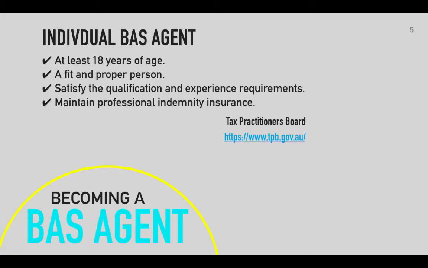So let's break that down. What does it mean to be an individual BAS agent? Of course, we need to register with the Tax Practitioners Board, and they supply the requirements, and here's a list of those. And we can see that we need to be at least 18 years of age, a fit and proper person according to their definition, and we need to satisfy the qualification and experience requirements. We'll break those down a little bit in a moment. And we need to maintain some professional indemnity insurance that meets their requirements as well.